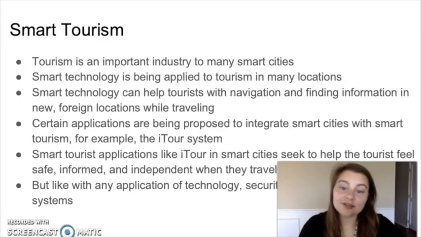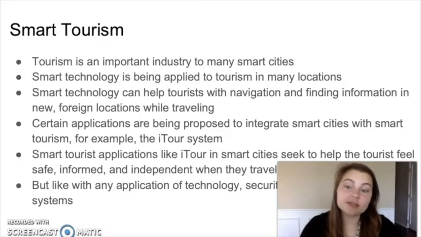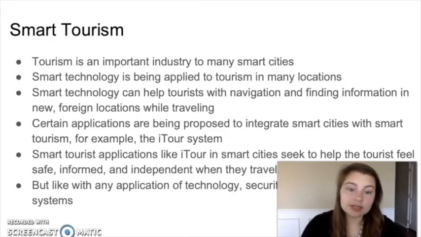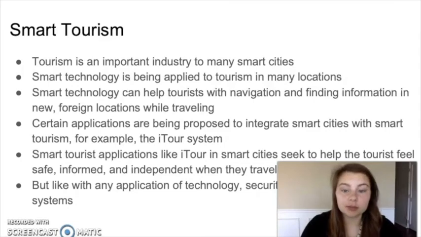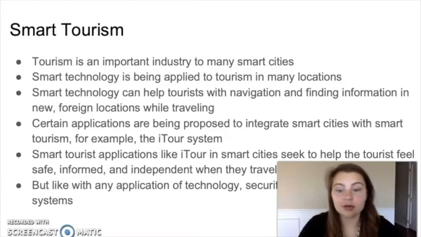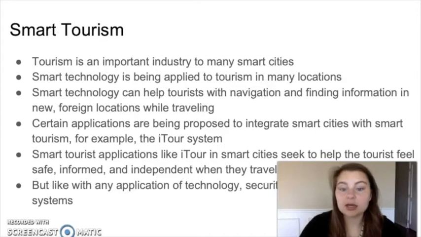Another useful area for future research is in the realm of smart tourism. Tourism is a very important industry to many cities in general and very important to many smart cities as well, because tourists bring in a lot of income to local businesses. Smart technology is now being applied to tourism in many locations, and this has been developing over the past few years. Smart technology can help tourists with navigation and finding information in new and foreign locations while they are traveling.